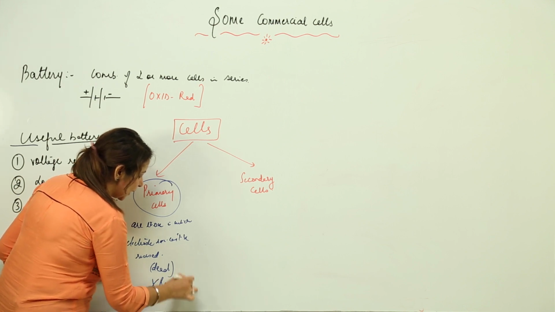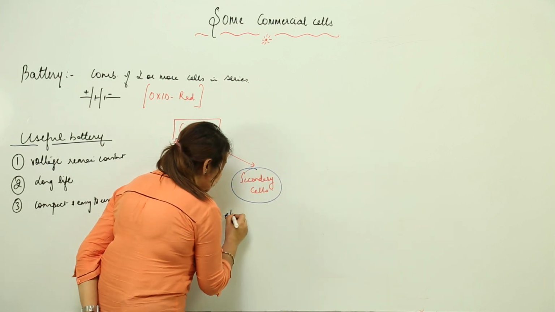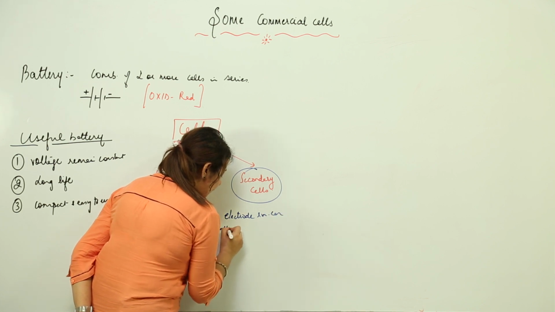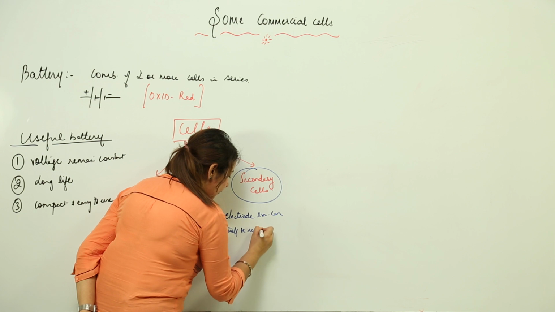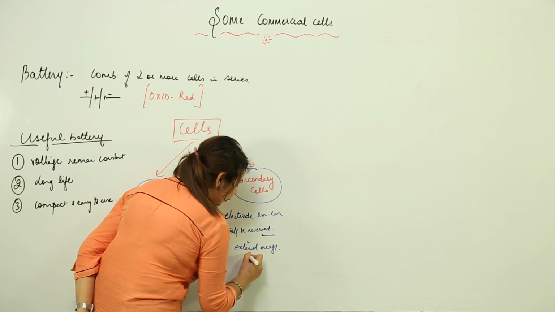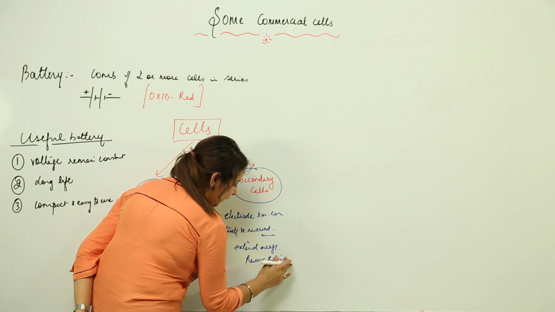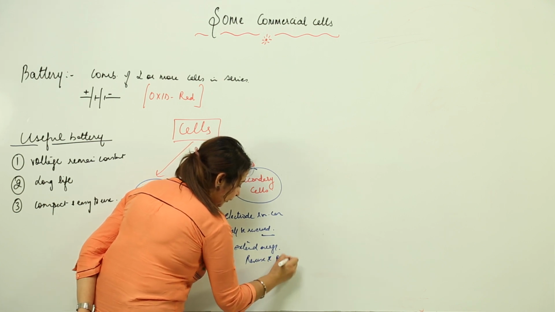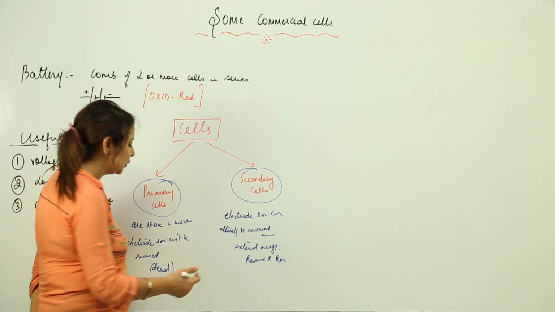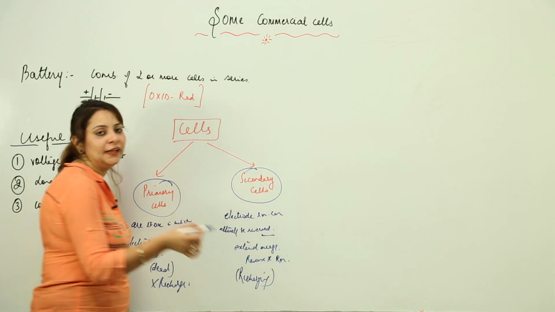But if we talk about secondary cells, in these the electrode reactions can actually be reversed. That means we can supply some external energy and reverse the direction of the reactions. By reversing the reaction, recharging is possible, so it can be used as many times as we need.